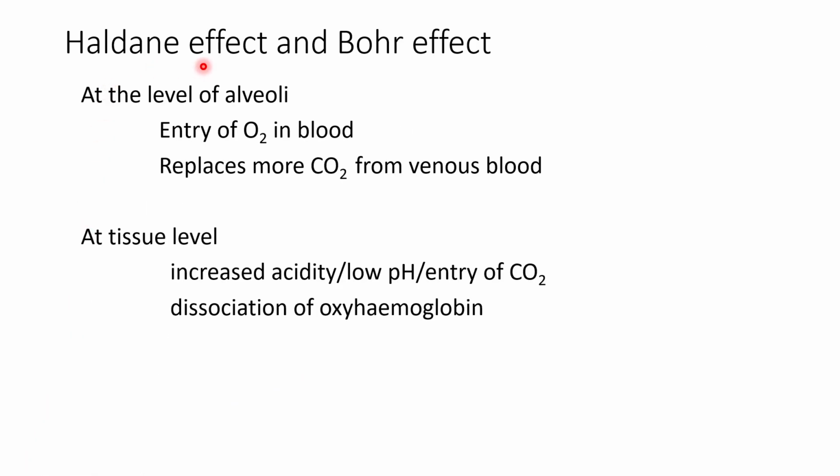Coming to what is known as Haldane effect and Bohr effect. If you look at the level of alveoli, when more and more oxygen is going to enter into the blood, it is going to replace more carbon dioxide from the venous blood. This effect is called Haldane effect. And what is Bohr effect? At the tissue level, when there is increased acidity or a lower pH, and when more and more carbon dioxide is going to enter into the blood, then oxyhemoglobin will dissociate. So this shows that the blood will have less affinity for oxygen. This is called Bohr effect.